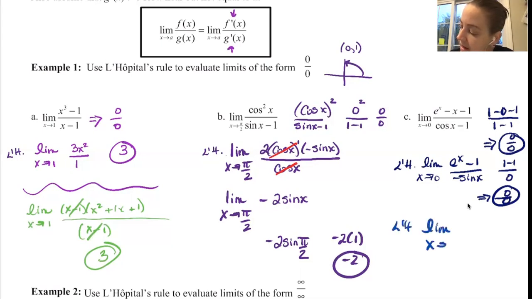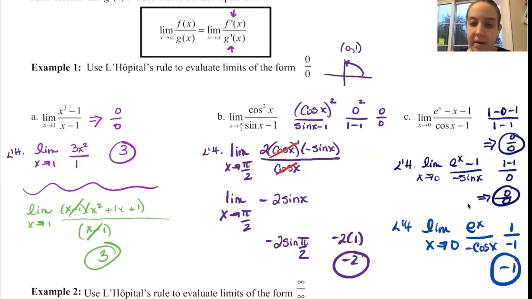The derivative of e to the x is e to the x. The derivative of 1 is 0. The derivative of negative sine is negative cosine. So in the numerator, e to the 0 is 1. In the denominator, cosine of 0 is 1. So this is negative 1. The answer is negative 1.